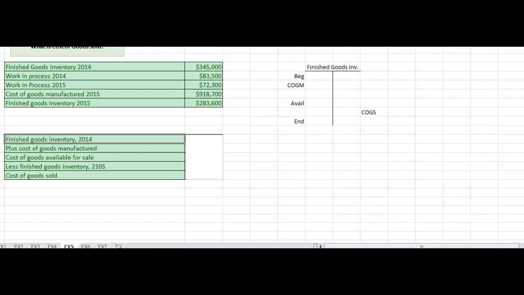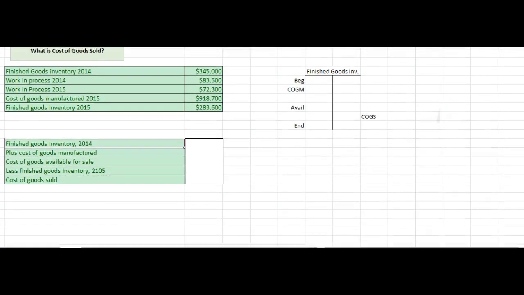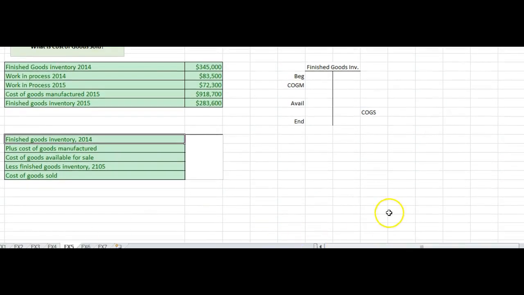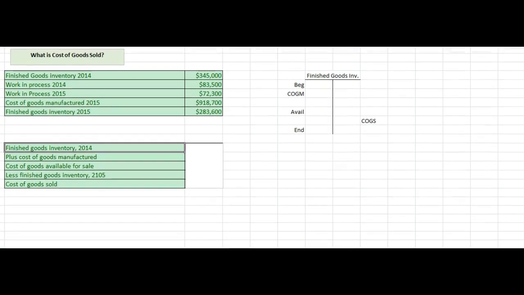Now this one is going to be, what is it? What's cost of goods sold, which is the second part of that cost of goods manufactured. Let's see how we calculate that. These are all components, and we're going to put these all together in a minute so you can see what they do. So here's our data. We had finished goods. We had work in process again. We had work in process ending. This was the cost of goods manufactured, and this was the finished goods.